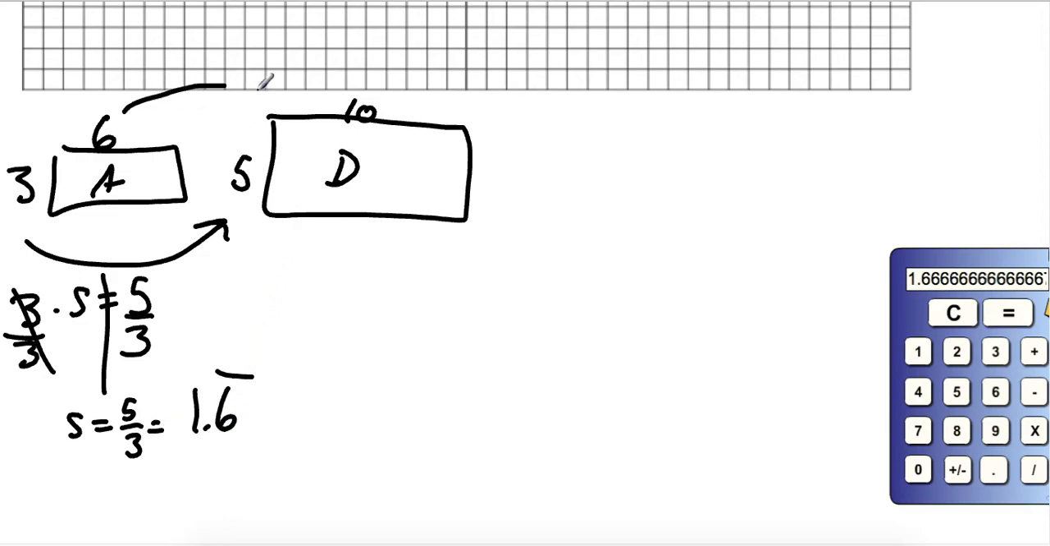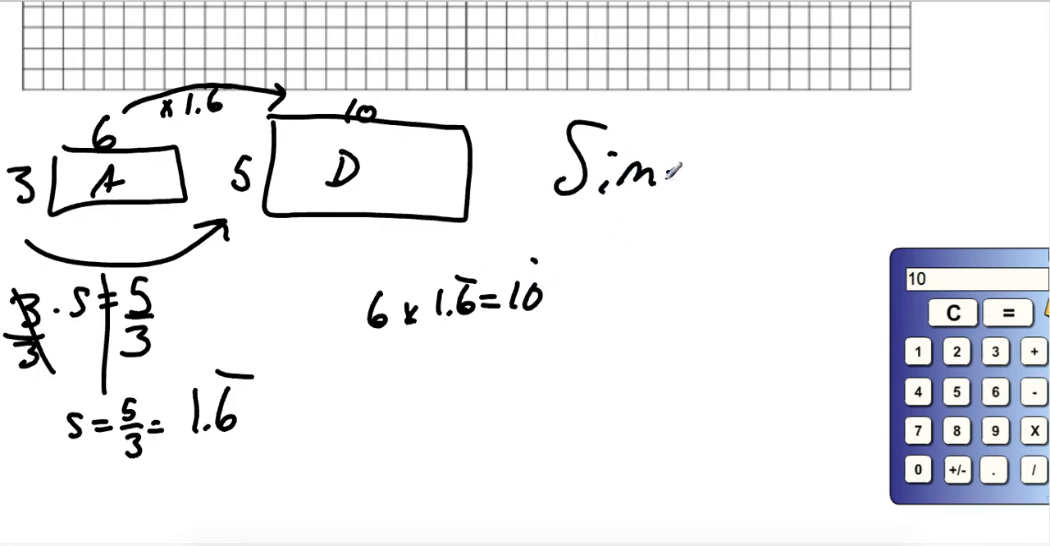Now I need to check if 6 times 1.6 repeating will give me 10, because if it does, then they're similar. So I'll multiply this number times 6, and I get 10. So I do know that 6 times 1.6 repeating does give me 10. So these are similar. And I've also found the scale factor for going from the small figure to the large figure between these two.